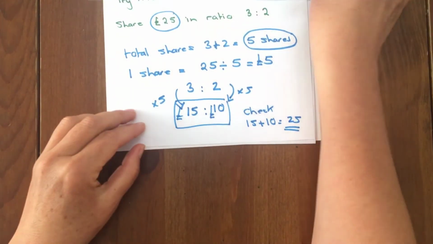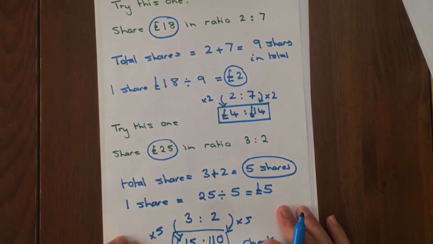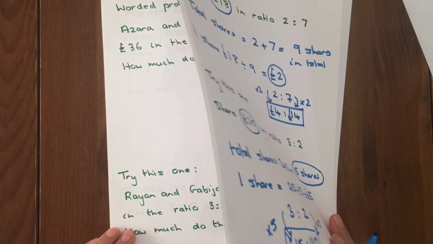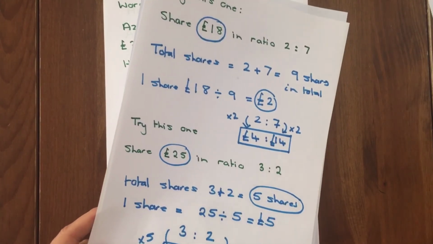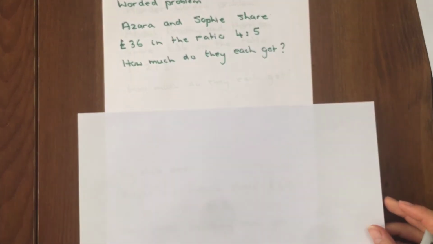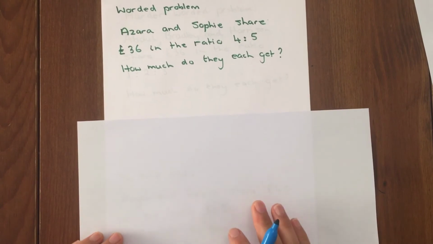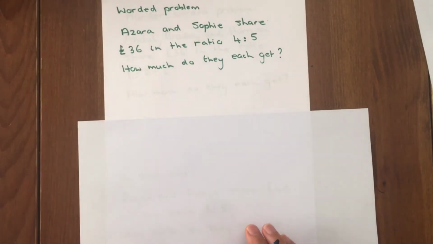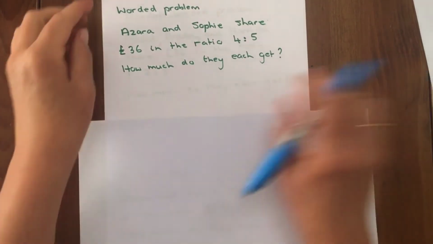Okay, so we've done lots of examples now of sharing a quantity into different ratios. Okay, I've just got a couple of worded problems now. Here's my first one. You can notice I've used some names from the class. I've tried to use as many different names as possible. So, Azara and Sophie share £36 in the ratio 4 to 5. How much do they each get?